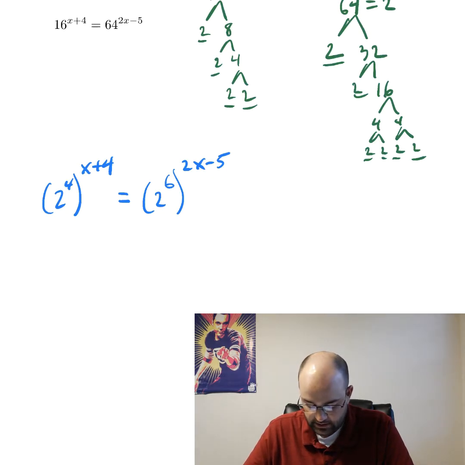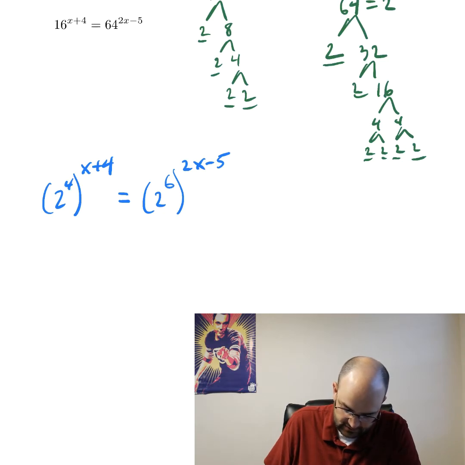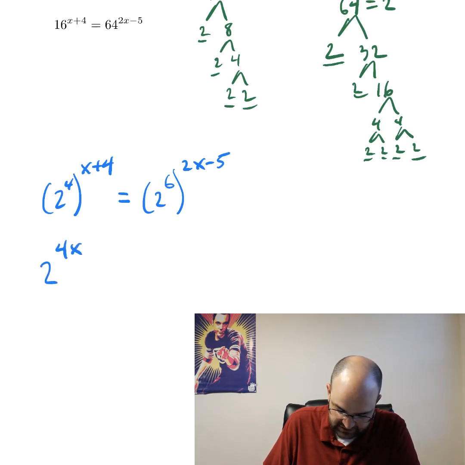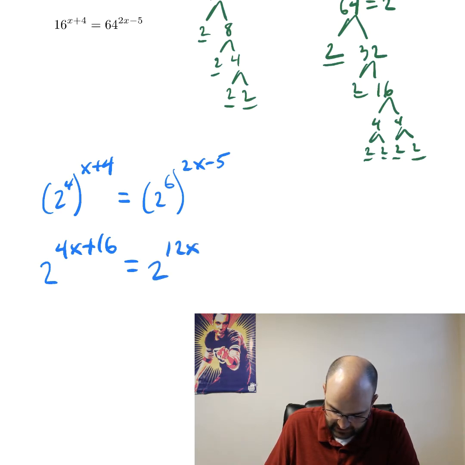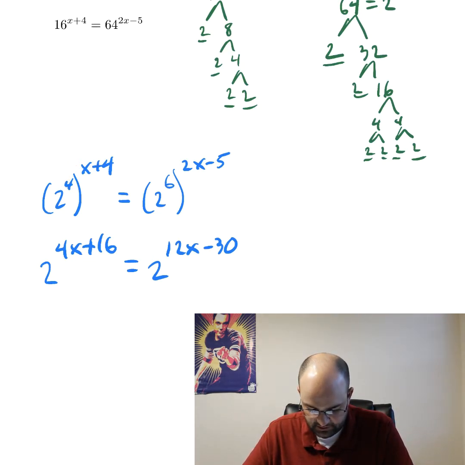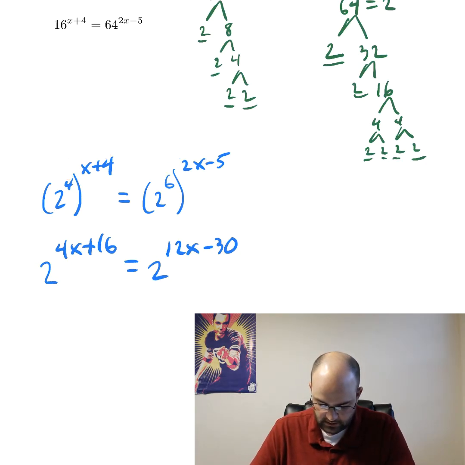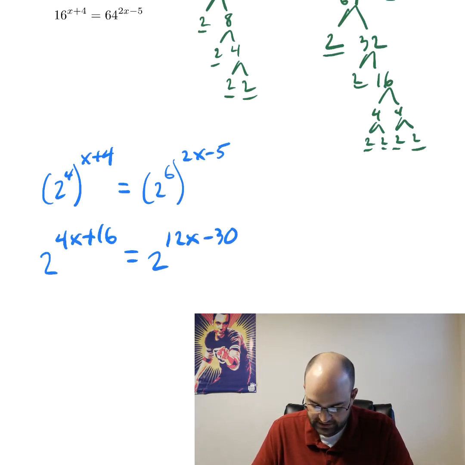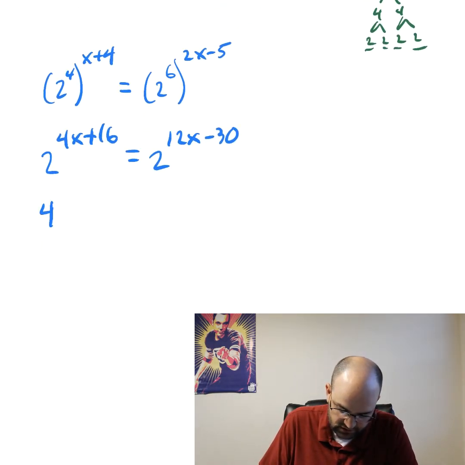Awesome. At this point, we have to distribute the 4 to both the x and the 4, distribute the 6 to both the 2x and the negative 5. And this is going to give me 2 to the 4x plus 16 is equal to 2 to the 12x minus 30. And I'll be honest with you, if you're going to mess up here, this is probably it. You probably forgot to distribute, so be careful with that. And notice that we have a base of 2 on both sides, which means that the exponents must be equal to each other.